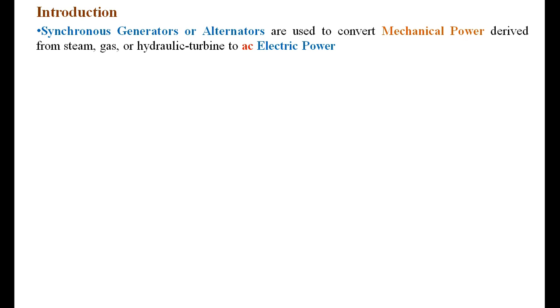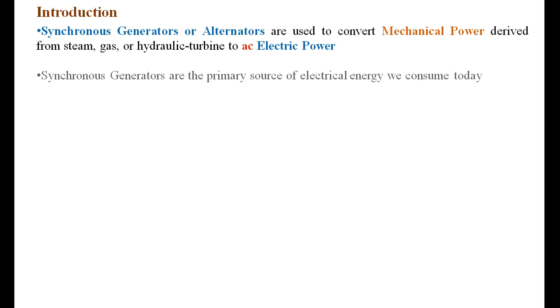The source of energy we usually get, conventionally, is steam, gas, or a hydraulic turbine, which is driving it in the form of mechanical energy, and that is converted into electrical energy. That is a synchronous generator. I told you these are the primary source of the electrical energy we consume today. You are getting the electricity because of the synchronous generator which generates the electricity in the power stations.